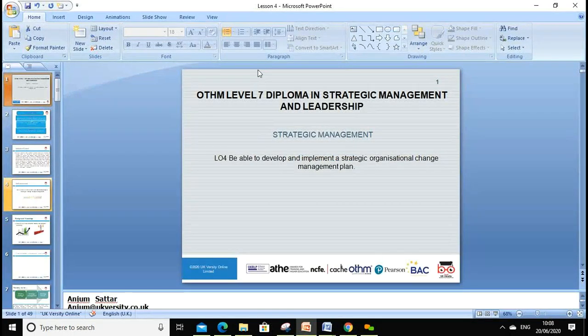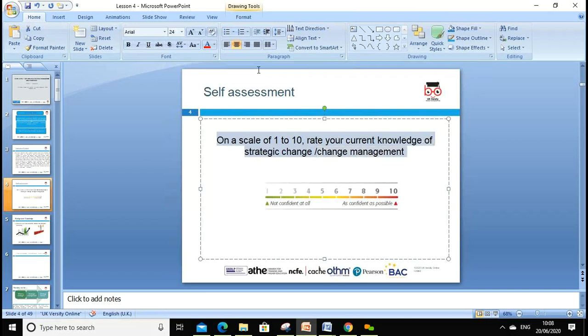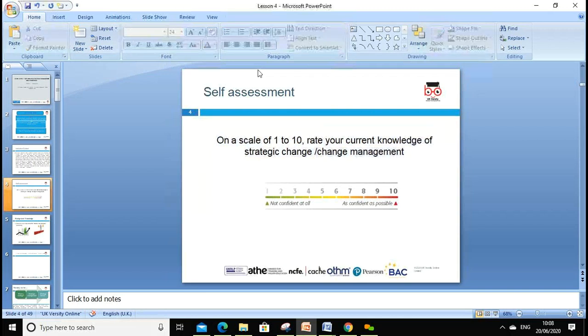So we'll start. If you rate yourself, let's reflect. How much do you know about change management? Are you involved in any change in your organization? It should be around 6. Okay, I'd say the same. So that's good, we can carry on reflecting.